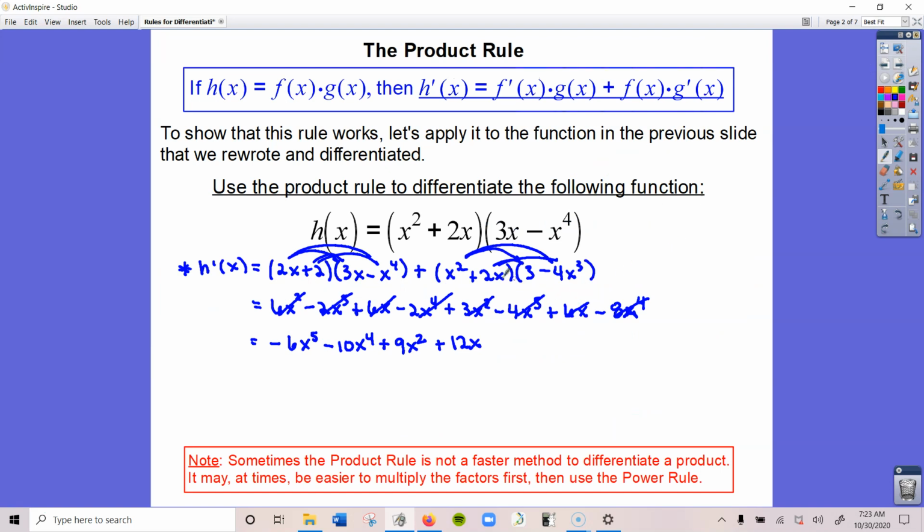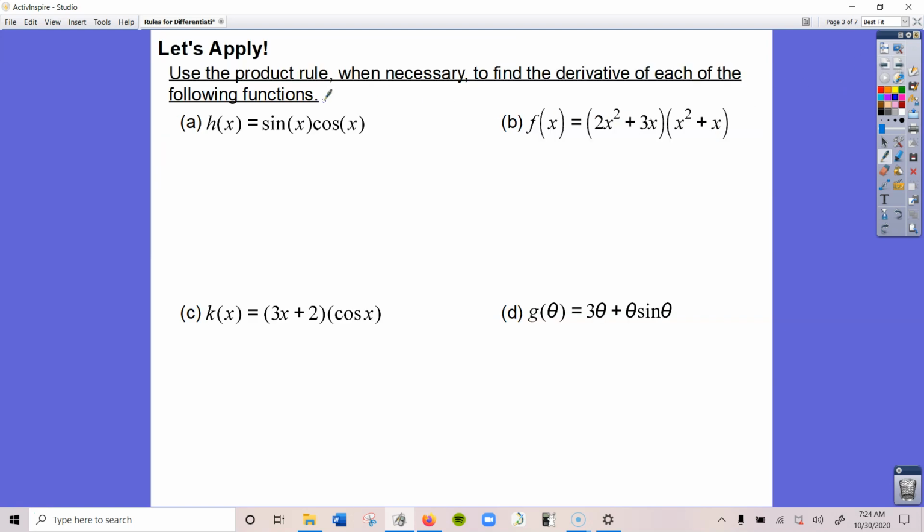Now, was it necessarily faster in this case? No, it wasn't. Sometimes it is easier to multiply out your factors and then use the power rule than using the product rule. However, there are examples when you have no choice but to use the product rule. And we're going to look at a couple of those now.